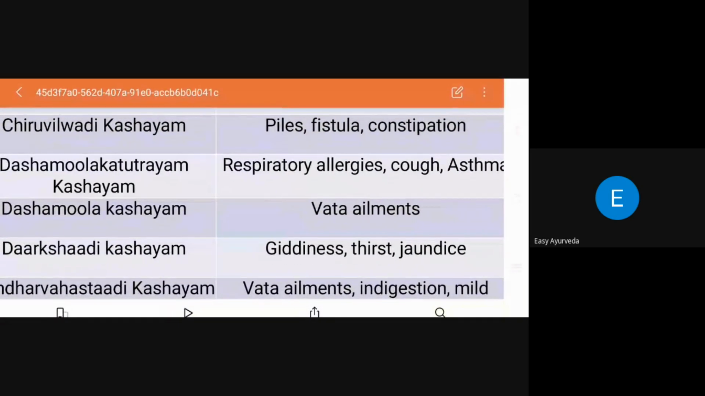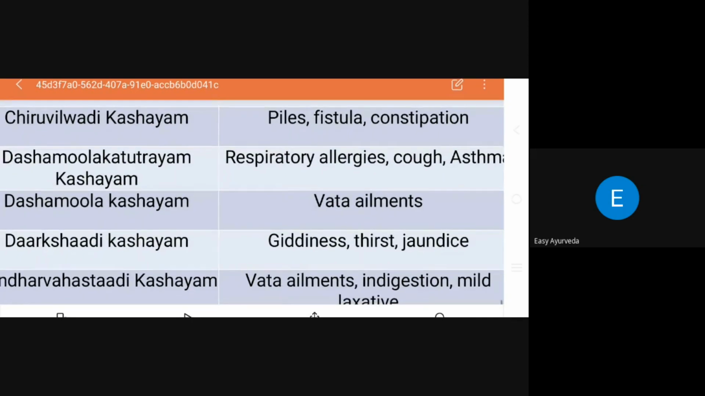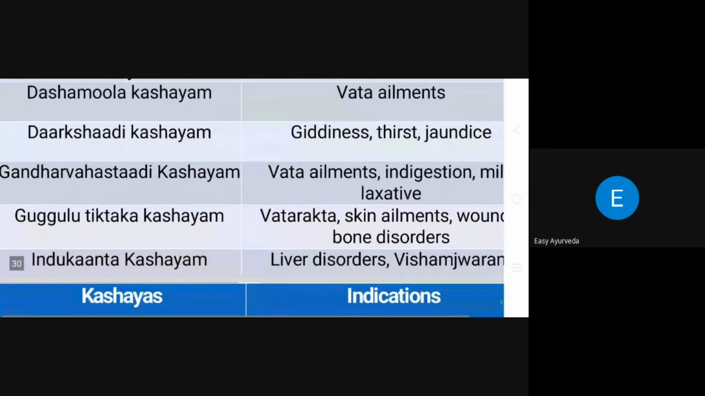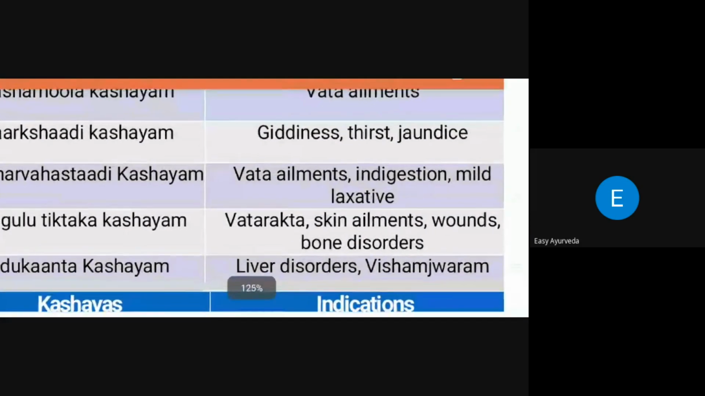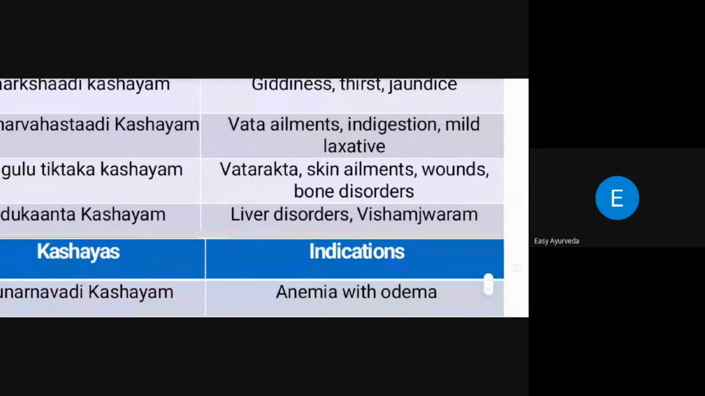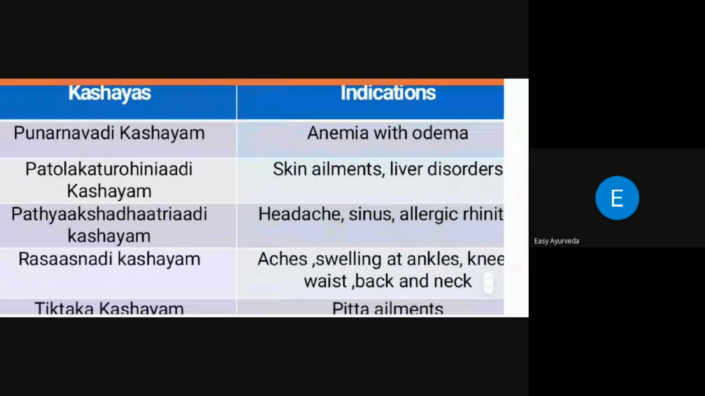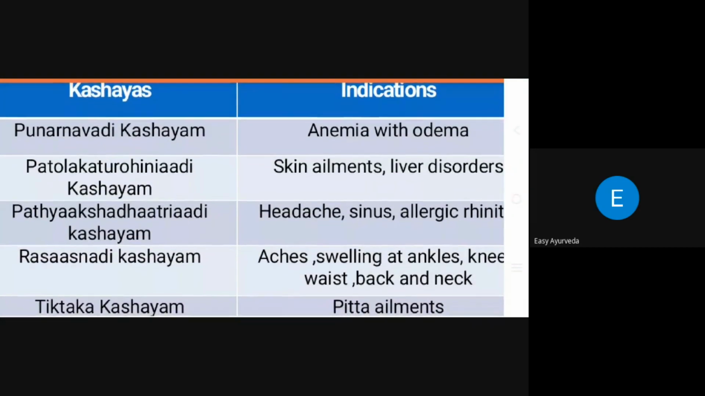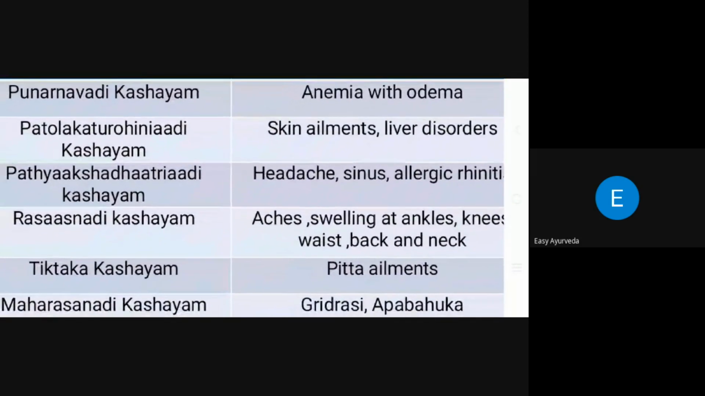Drakshadi Kashaya should be used in giddiness, thirst, and in jaundice and anemia conditions. Gandharvahastadi Kashaya in Vataja conditions, indigestion, and it also acts as a mild laxative. Guggulu Tiktaka Kashaya can be used in Vatarakta, skin ailments, wounds and bone disorders. Indukanta Kashayam in liver disorders and Vishamajwara, where fluctuation of fever is there. Punarnavadi Kashaya where anemia and edema are there. Patola Katurohinyadi Kashaya is the best for skin conditions and liver disorders.